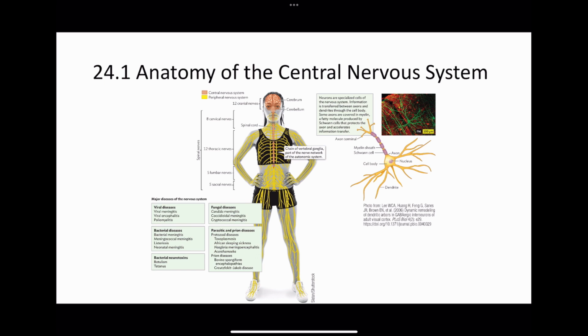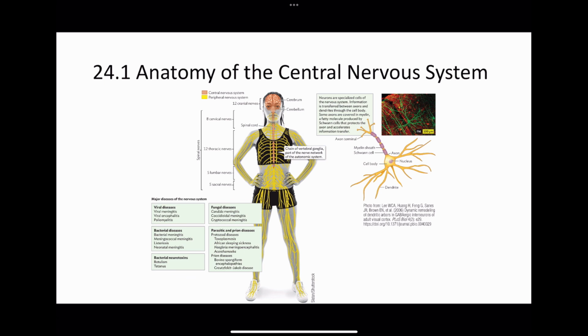The cranial nerves emerge from the brain and serve areas of the head and neck. The spinal nerves are divided into regions, which are 8 cervical nerves, 12 thoracic nerves, 5 lumbar nerves, and 5 sacral nerves. The chain of vertebral ganglia is a part of the autonomic nervous system, controlling involuntary actions like heartbeat and digestion.